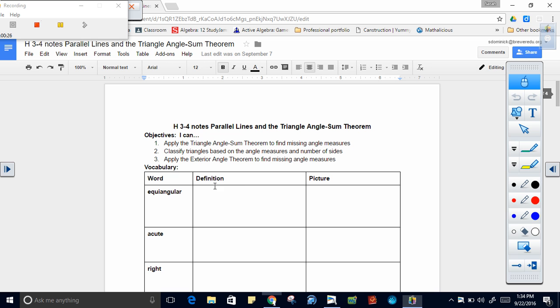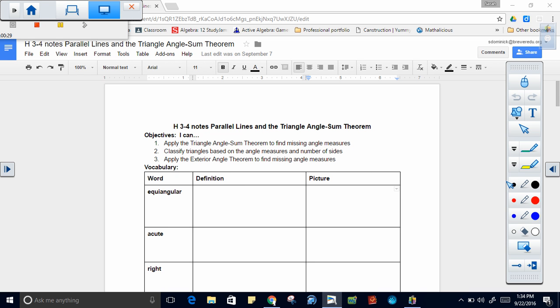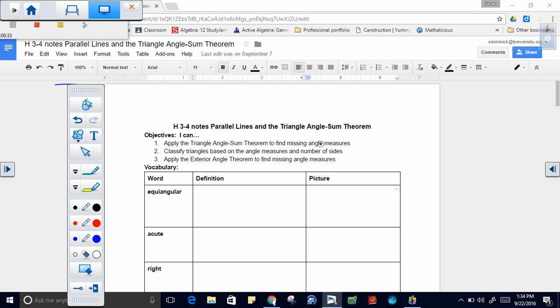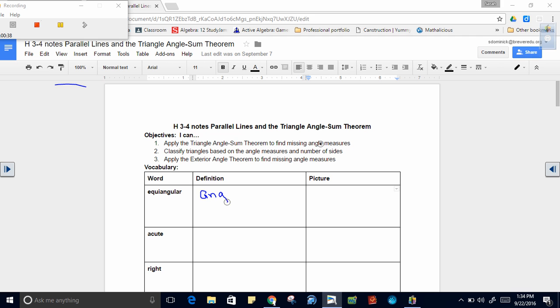Alright, so we'll get our vocabulary done. Equiangular just means that the angles are the same, are congruent. So normally what they're referring to there is a polygon. So if you had a pentagon, my pentagon is not going to be very pretty, and I'm sorry. All of these angles would be the same.